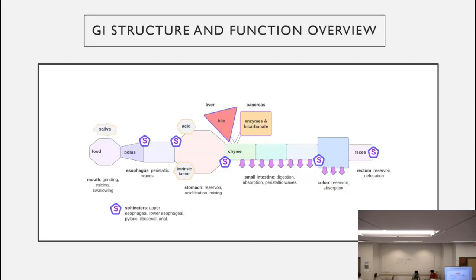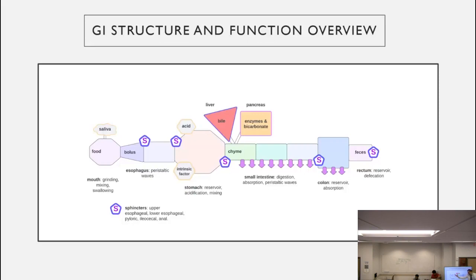The cells there produce acid and intrinsic factor, which is not produced anywhere else in the body, only in the stomach. The stomach may serve as a reservoir for food. In some cases we may have up to 1 liter of food in the stomach for some hours, depending on how much we eat and what type of food. Notice there is another sphincter between the stomach and the small intestine, called the pyloric sphincter, which controls the amount of food that enters from the stomach into the small intestine.